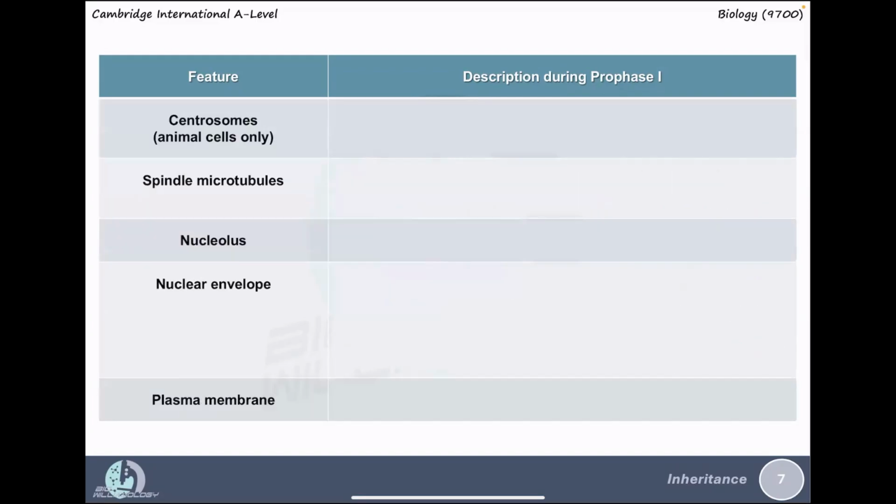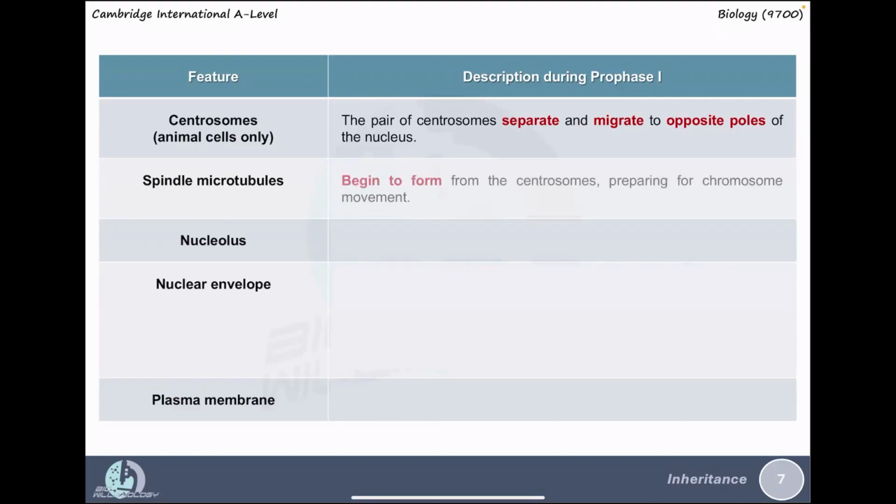How about the centrosome? Please bear in mind that centrosomes only appear in animal cells. In plant cells, please do not include centrosomes. So the pair of centrosomes starts to separate in the beginning of prophase 1 and migrates to opposite poles of the nucleus.